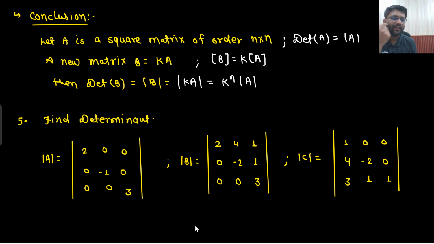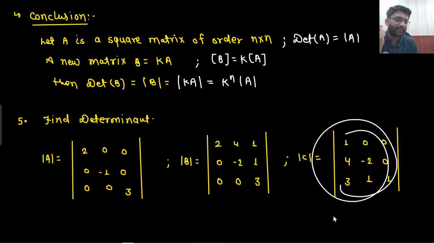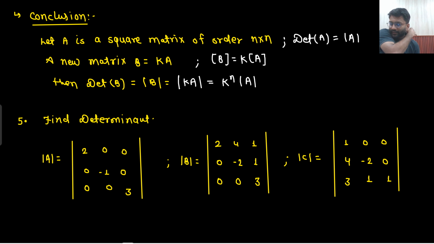Although it is a determinant, if this was a matrix, then it would have been a diagonal matrix. If this was a matrix, then it would have been an upper triangular matrix. If this was a matrix, then it would have been a lower triangular matrix. Forget about it. Now you calculate the determinant value. What will be the determinant value?